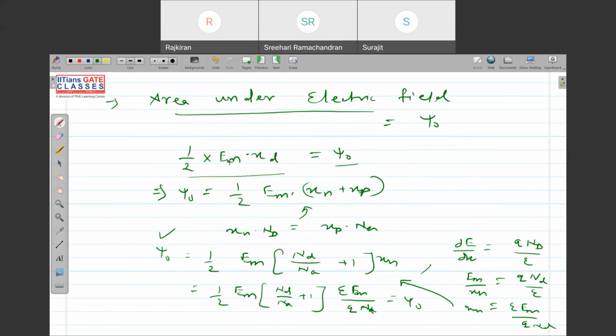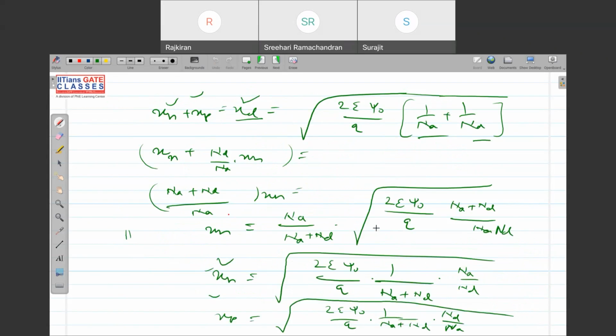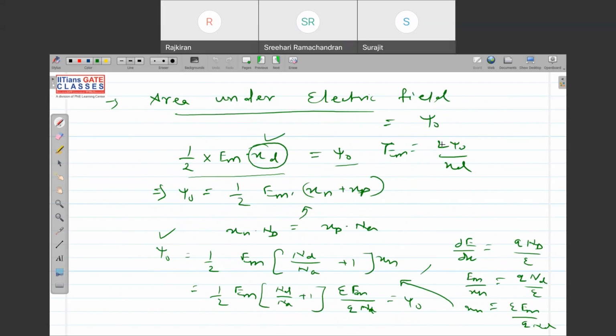So suppose you remember only one formula, directly put that formula here. Simply, Em is equal to 2 into psi 0 by Xd. Clear? So you do not need to mug up a separate formula for Em. If you know only the depletion width, from the depletion width you can easily calculate the maximum electric field using this equation. So don't remember a separate formula for Xd and a separate formula for Em.